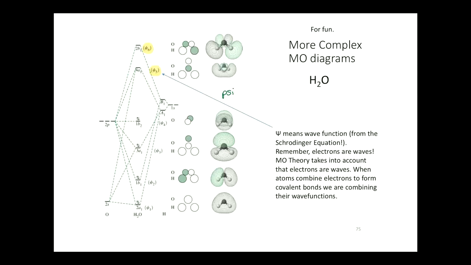And that's because MO theory finally considers the wave nature of electrons, that we have constructive and destructive interferences. So the molecular orbitals, because we have bonding, antibonding, constructive, destructive, we need to label them appropriately with these wave function, psi designations, right? So that's kind of like putting it all together, okay?